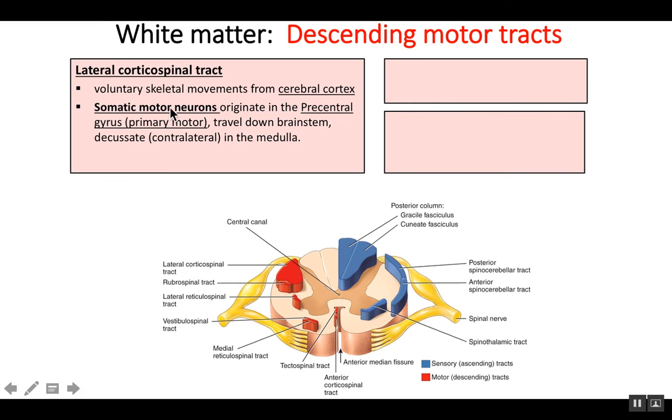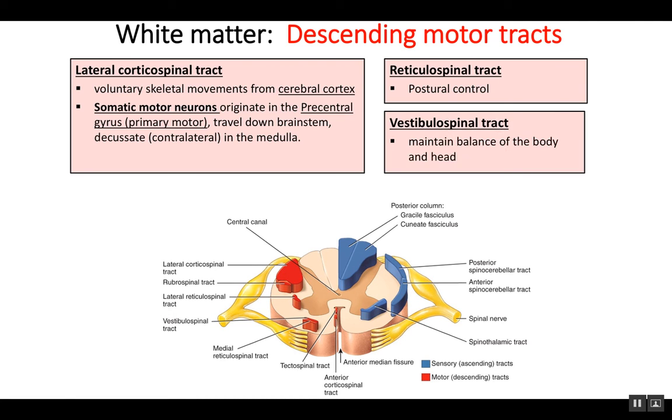So somatic motor neurons originate in the precentral gyrus. That's an area of the cerebral cortex. They travel down the brainstem, then they decussate at the medulla oblongata to the opposite side, go down the spinal cord in the corticospinal tract, this tract right here, and then eventually out the spinal nerve to the muscle that it's controlling.